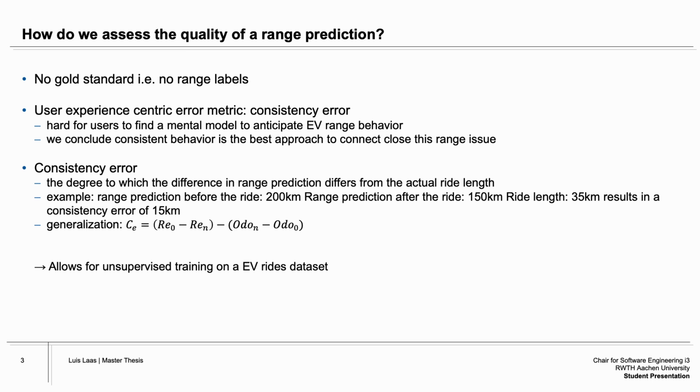This allows for unsupervised training on an electric vehicle rides dataset. While we do not use the consistency error directly for unsupervised training, the concept is very close. We train on ride length prediction, and this is a quite close concept to the consistency error. We then later on use the consistency error for further evaluation, though this is not part of this video.